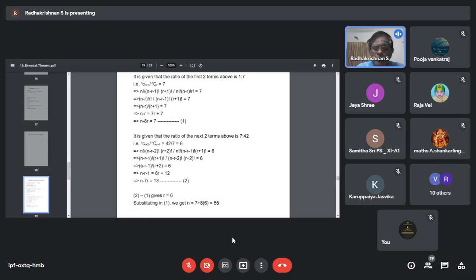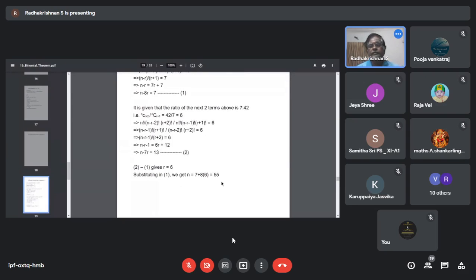So the term on top becomes n minus r minus 1, and the term below becomes r plus 2. Instead of n minus r and r plus 1 earlier, it is n minus r minus 1 and r plus 2 now. That's all. So this ratio is 6. Therefore n minus r minus 1 equals 6 into r plus 2, that is 6r plus 12. It is n minus 7r equal to 13. Now if we solve both of these, we get n equal to 55. So the solution is r equal to 6 and n equal to 55.